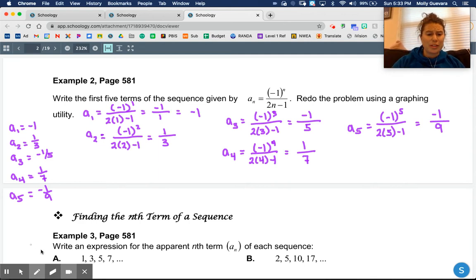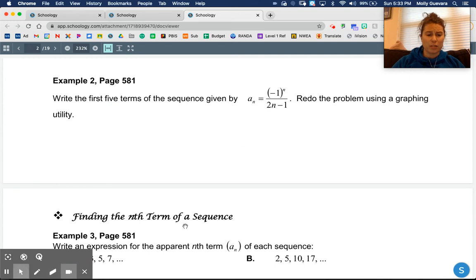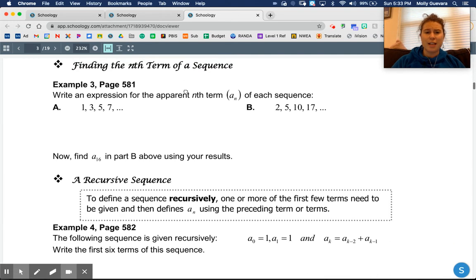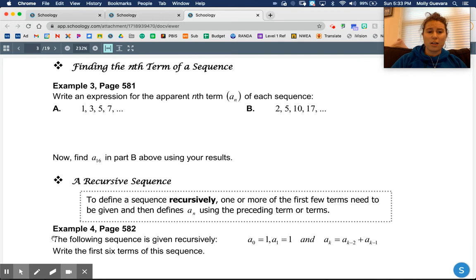Now let's look at going the other way. What if I'm given the first couple terms? How can I write the explicit equation, or how can I write the expression of the nth term? So here, I usually like to see if I can find a pattern. So this is my first term, this is my second term, this is my third term, this is my fourth term. So there's lots of ways to look at it.